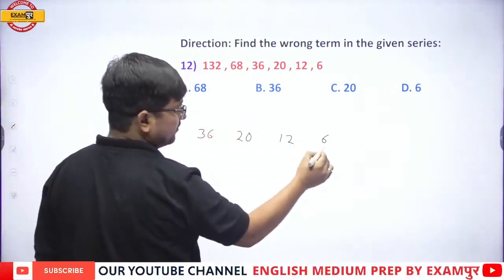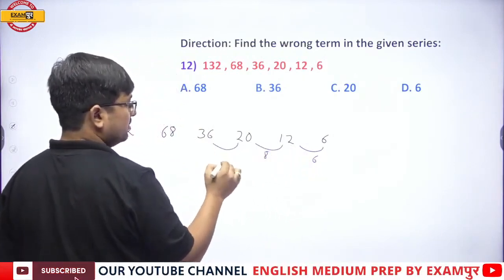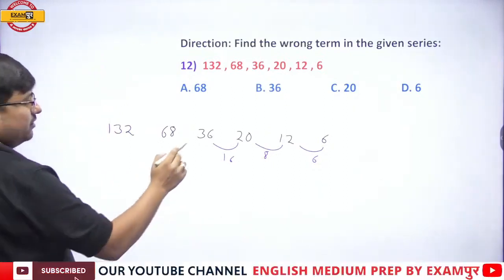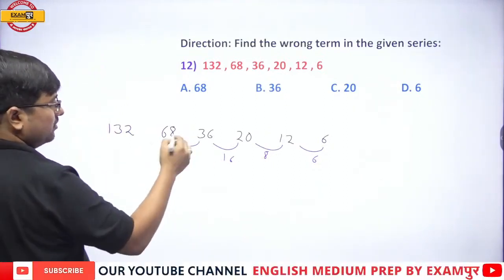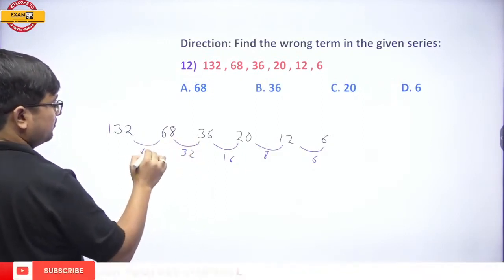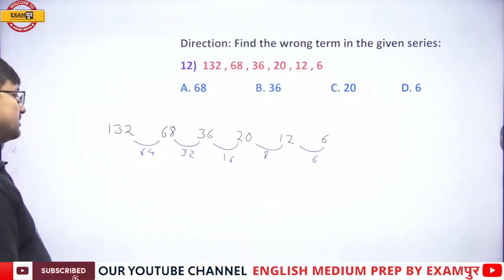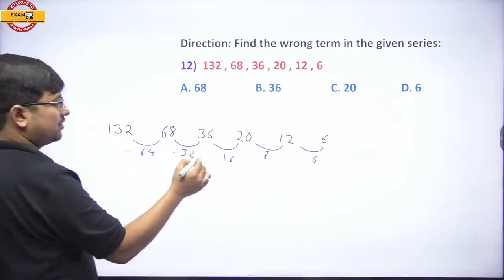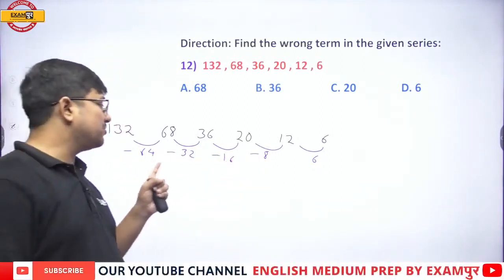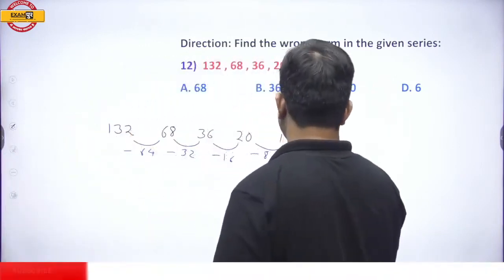See from here, you will be getting the point. 6, 8, okay, here, 16, fine. Here also something is happening. What is happening? 36, 46, 56, 66, 32. This is 64. Okay. My dear students, have a look at this. Here minus 64, minus 32, minus 16, minus 8. So now 64's half is 32. 32's half is 16. 16's half is 8. And 8's half is 4.